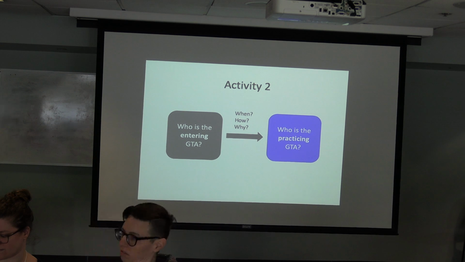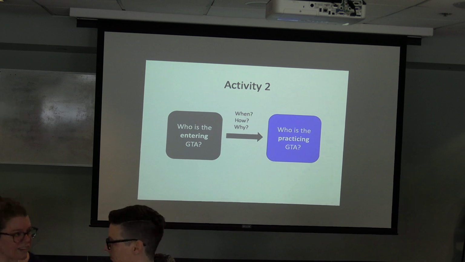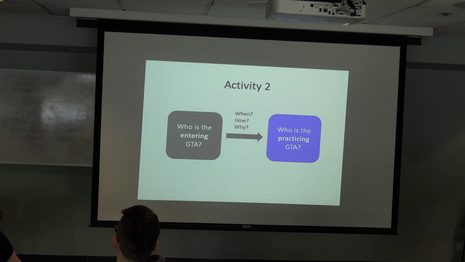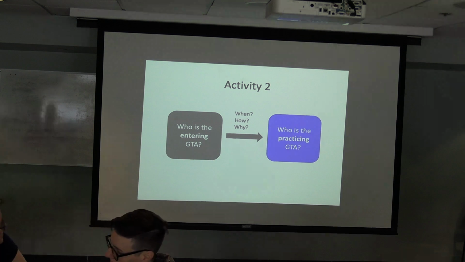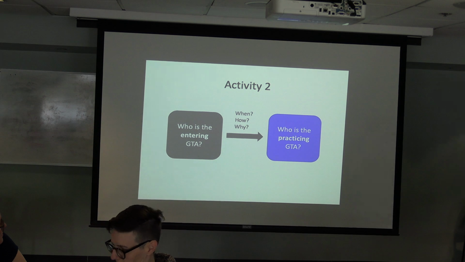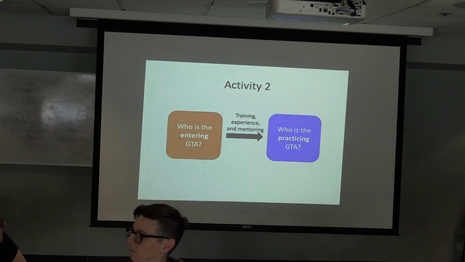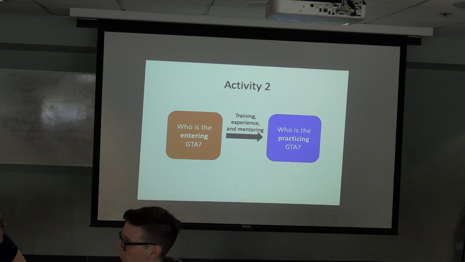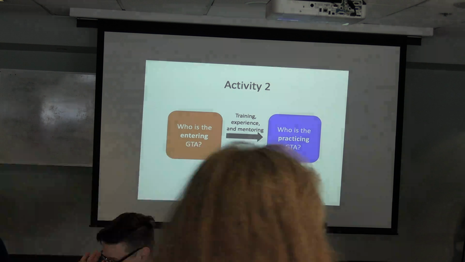Okay, so the last part of my workshop is a bit less structured than the beginning. Hopefully now that you've identified who your entering GTAs are and who you want your practicing GTAs to be, you can fill in the middle part here, the when, the how, and the why. To answer those questions, that is training, experience, and mentoring. They need help to be able to get there. Now, some of those are personality traits that have come from personality development, so there's not a ton you can do to change someone's personality. But the other things you can start to build on or enhance through training, experience, and mentoring.